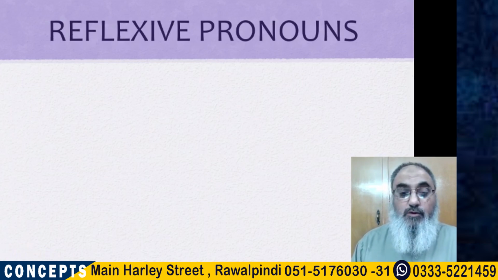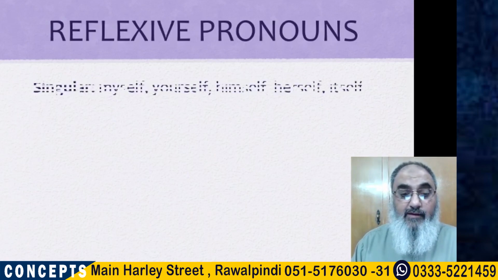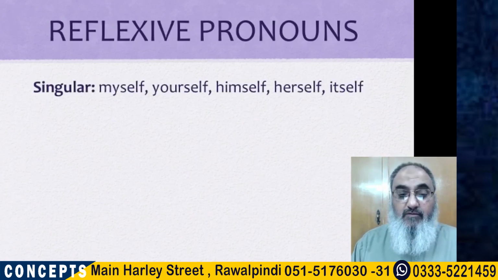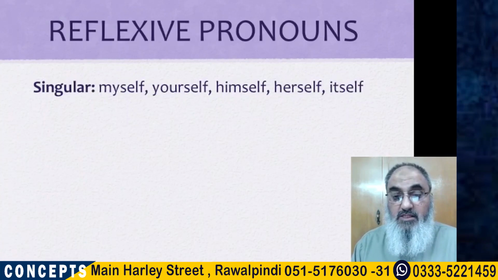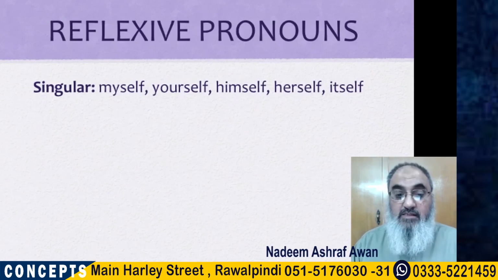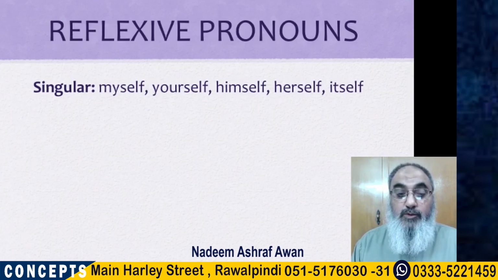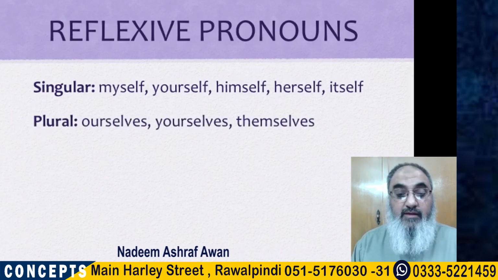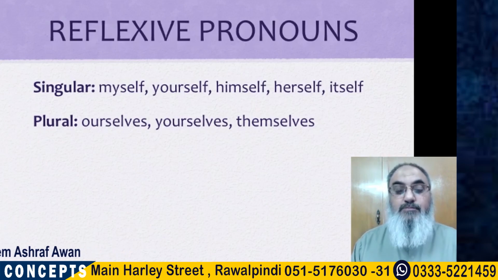Now let's first of all see how the reflexive pronouns look like. In the singular form, they take these forms: myself, yourself, himself, herself, itself. So you can see that in the singular form, all of them end in self. In the plural form, they end in selves instead, like ourselves, yourselves, and themselves.